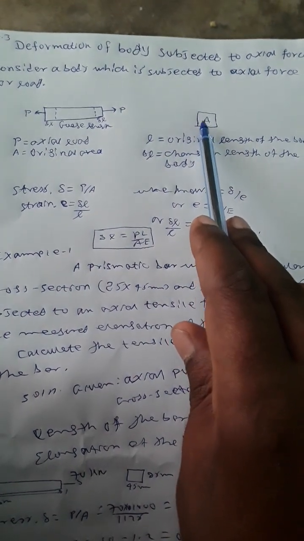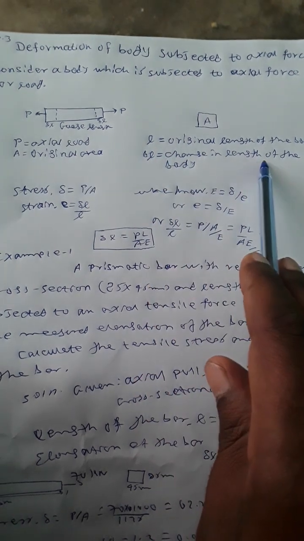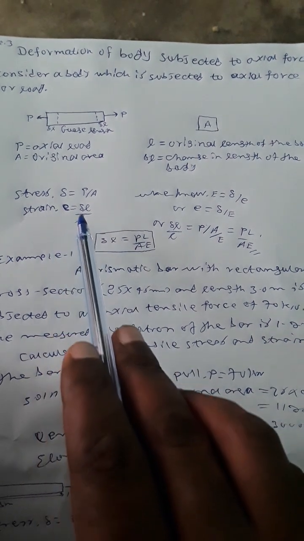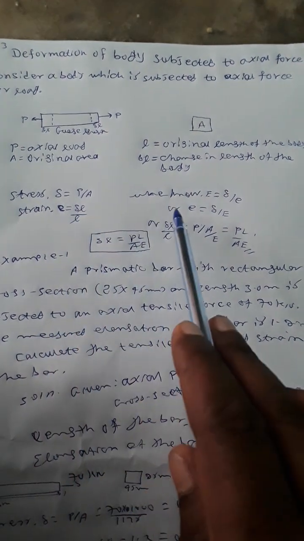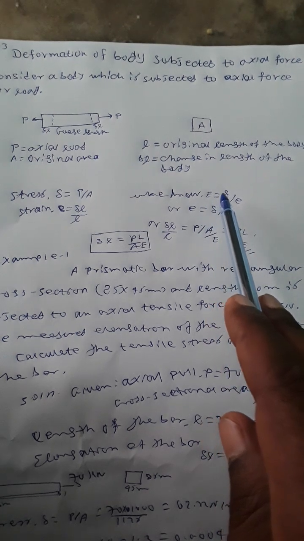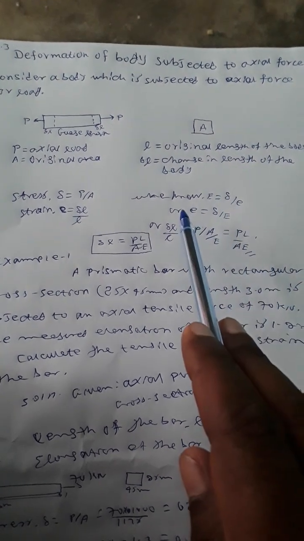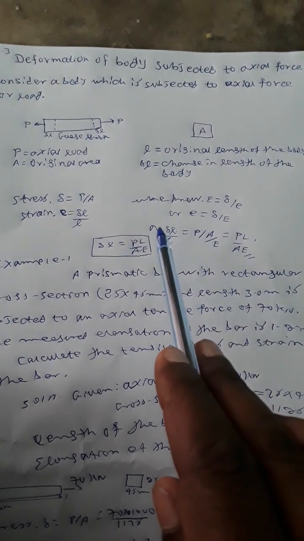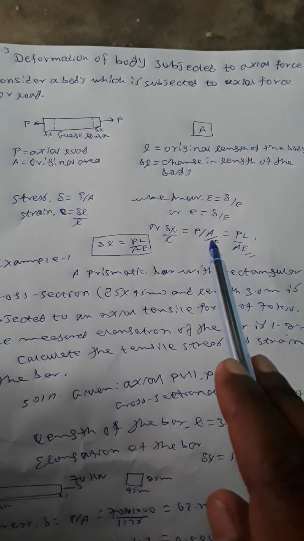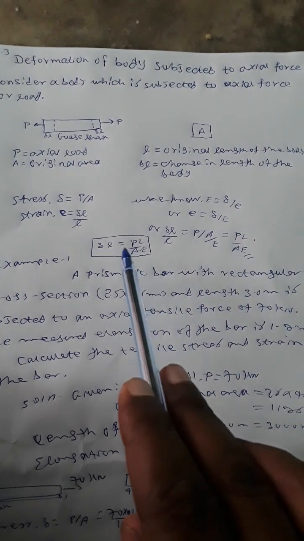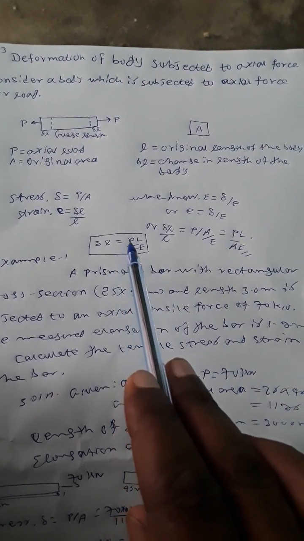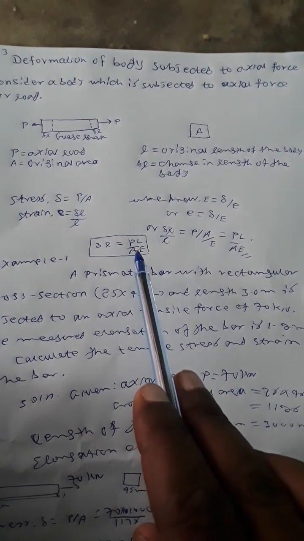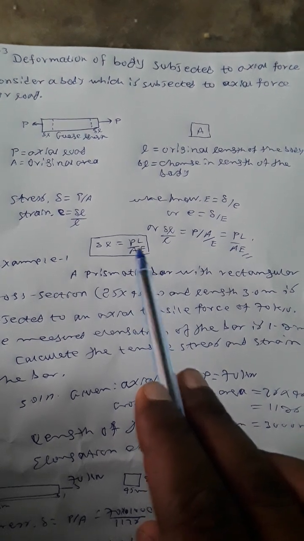This is the cross-sectional area. Change in L is the change in length of the body. Stress is equal to P over area. Strain is change in L over L. We know that modulus of elasticity is equal to stress over strain, so strain is equal to stress over modulus of elasticity. Change in L over L is equal to P over A over E, so change in L, or deformation, is equal to PL over AE. This is load times original length over cross-sectional area times modulus of elasticity.